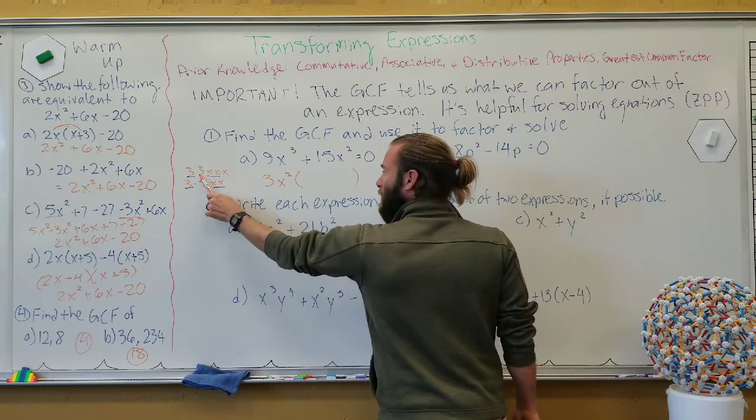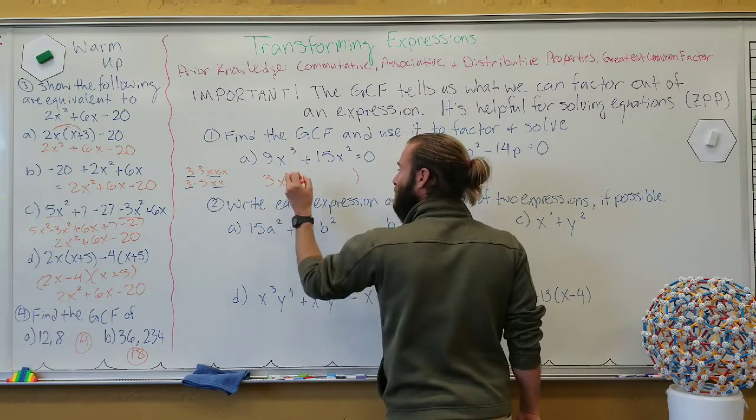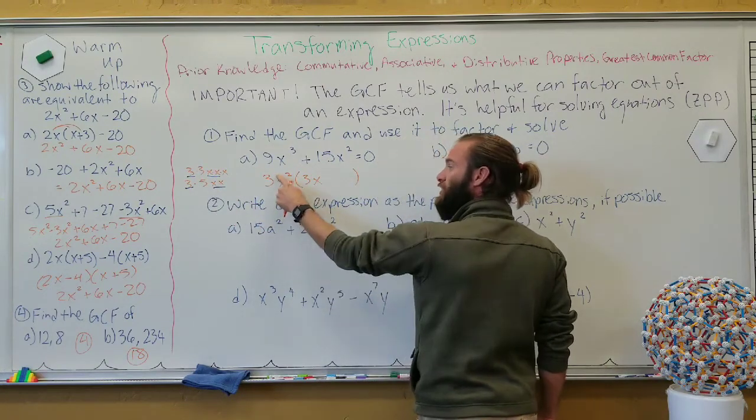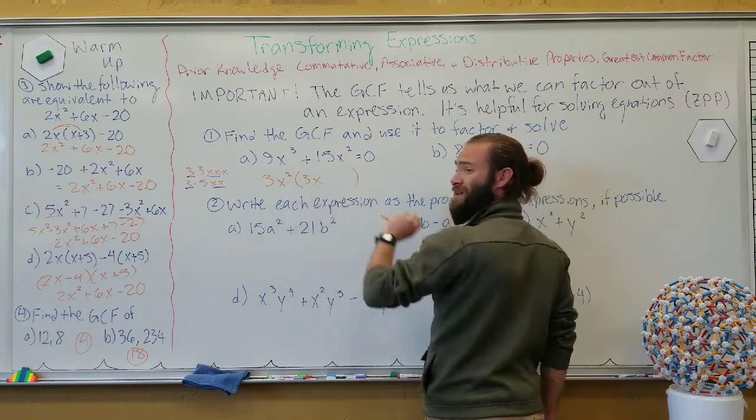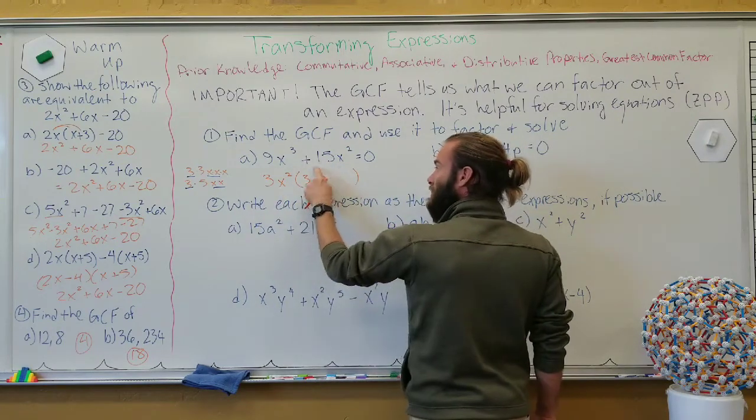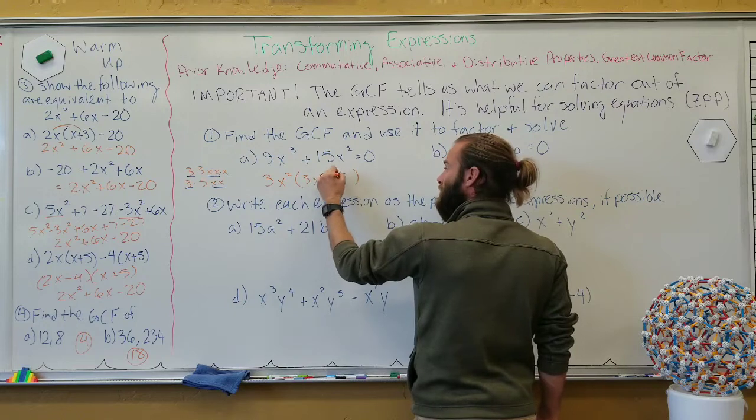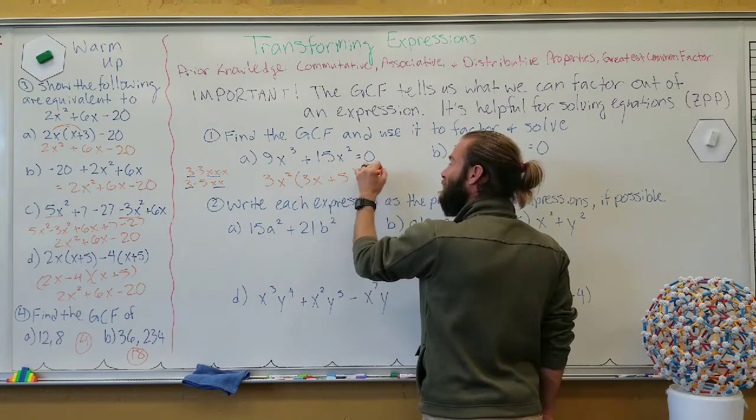And you can look back here, what's remaining? If I took a 3x squared, oh, there's a 3x, right? And you can always check your work by working backwards and distributing it back in. And the 15x squared leaves me with just a 5 there, right?